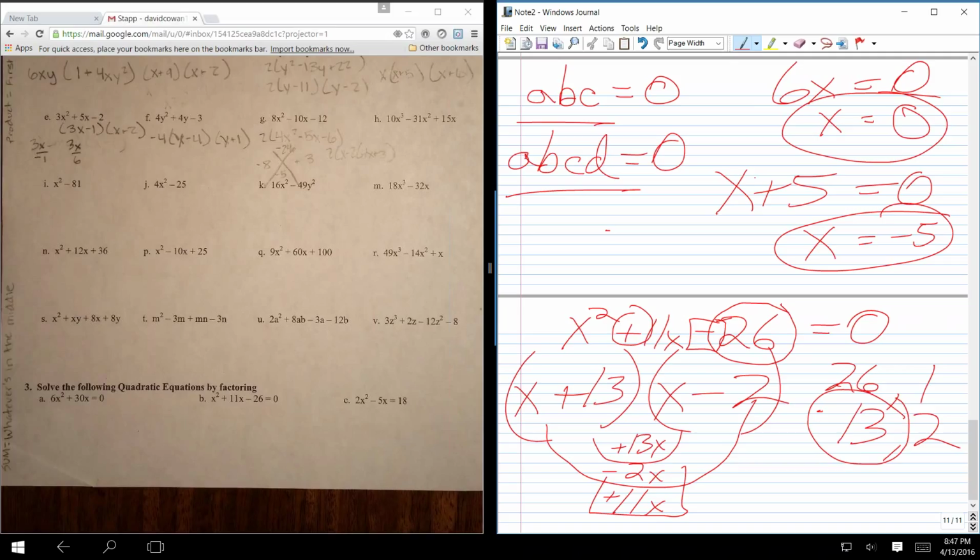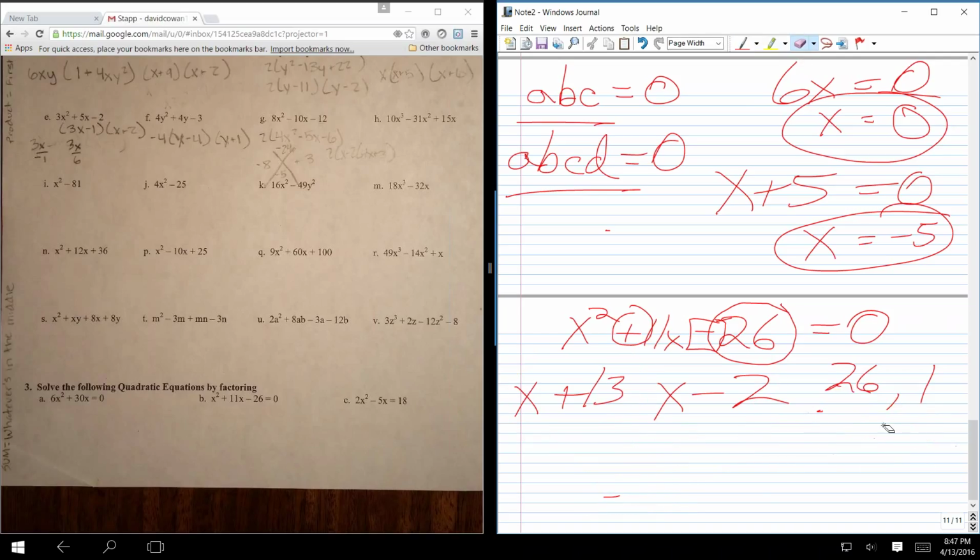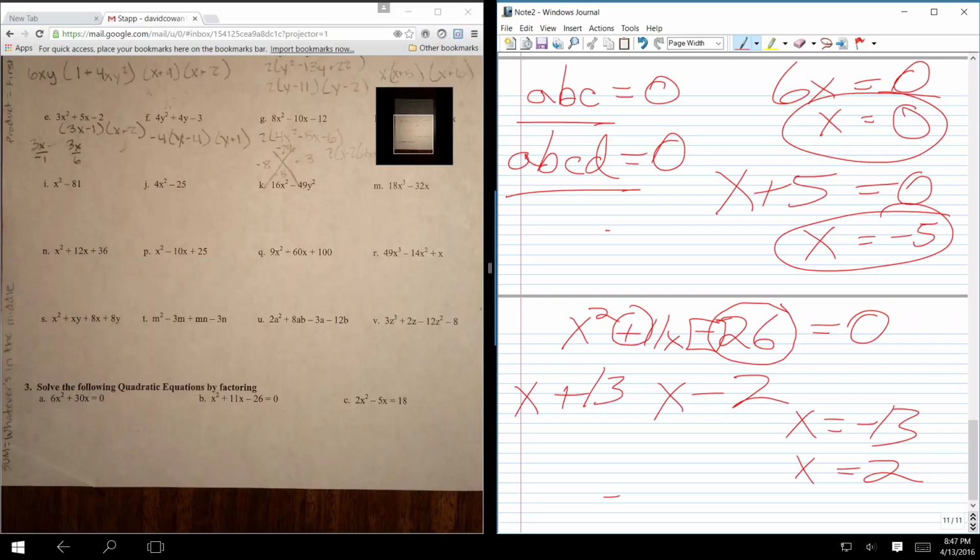And then it would be x plus 13 is equal to 0, and then x minus 2 is equal to 0. Correct. So what are your solutions? X is equal to -13, then x is equal to 2. Good. And it's as simple as that. Factoring quadratics is extremely simple as long as the coefficient of the x squared is 1. It becomes a little more difficult when it's not 1.